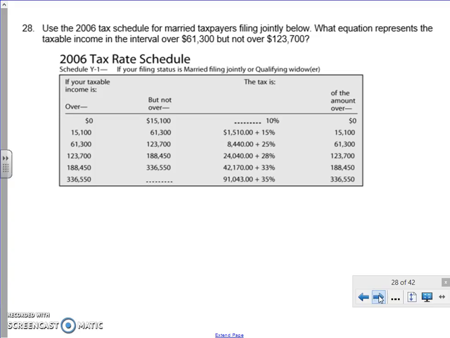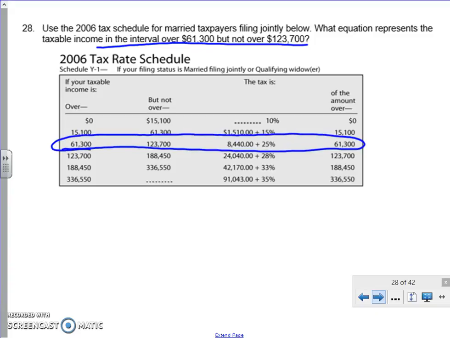All right, in 2006, the tax schedule is down below for any of those married filing jointly. And it asks for the equation that represents the taxable income interval of $61,300 but not over $123,700. So if you look, it's asking about this line right here. And so the equation portion of it is right here.